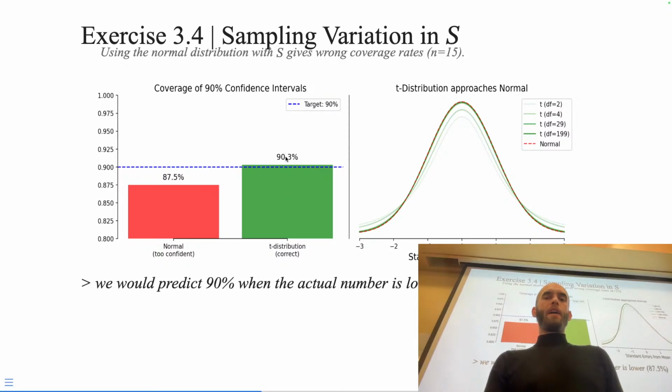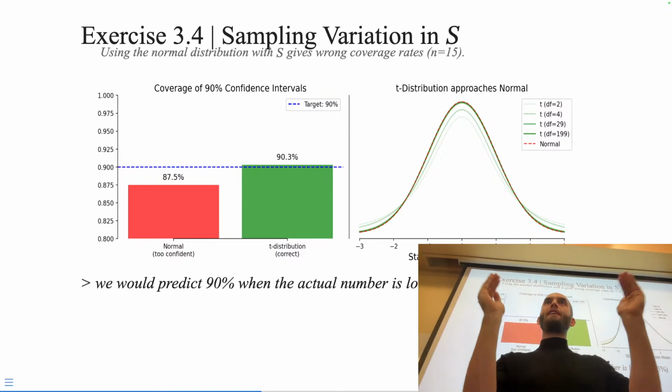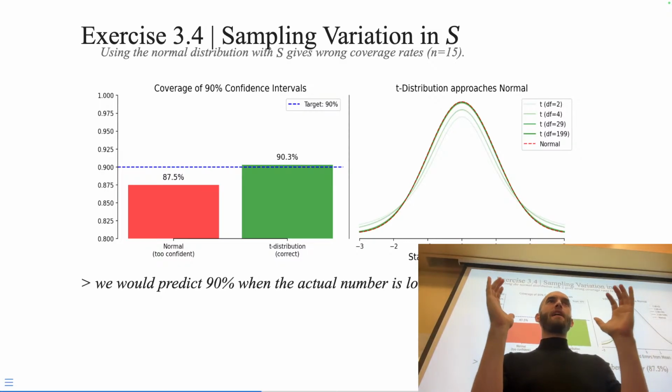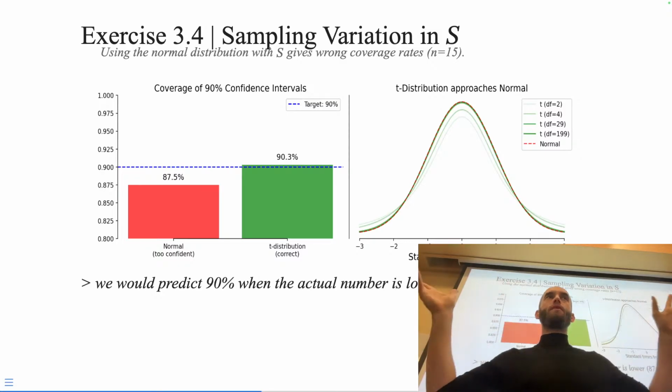We would expect 90, and we got 90.3. If we increase this to like 10 quadrillion, this would be almost exactly 90, maybe off by some epsilon. Okay, so using a normal distribution makes us too confident. We would expect 90. A 90% confidence interval should contain 90% of the samples, and it doesn't. It contains less than that, which means there are samples that are falling outside of our confidence intervals.